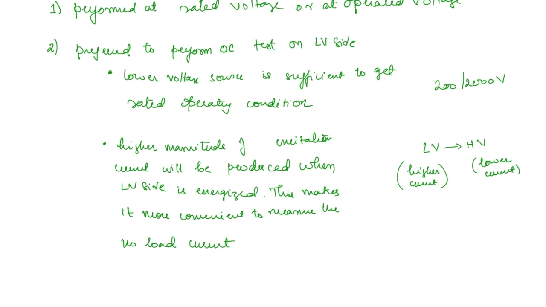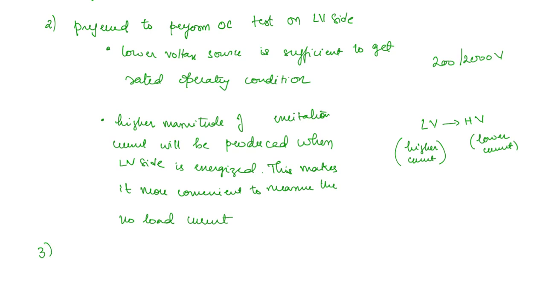And finally, one last point: we have to use a low power factor wattmeter, because the no load current power factor, cos theta naught, is very low. So these are a few points you have to remember when the open circuit test is performed. Next we will discuss the short circuit test.